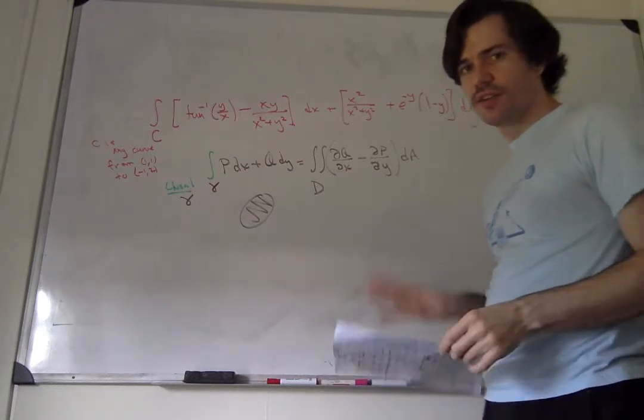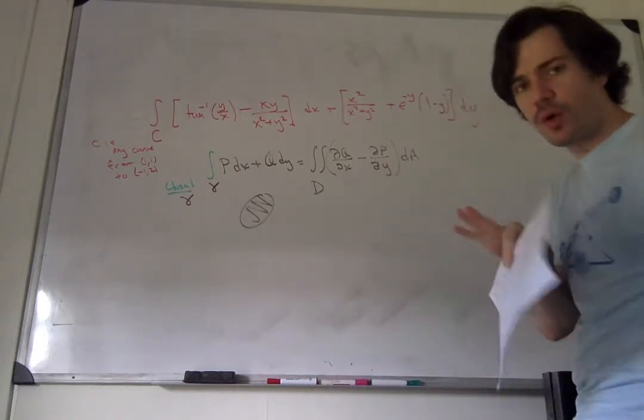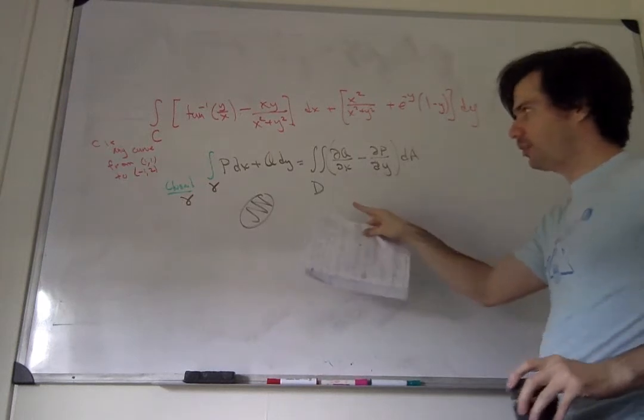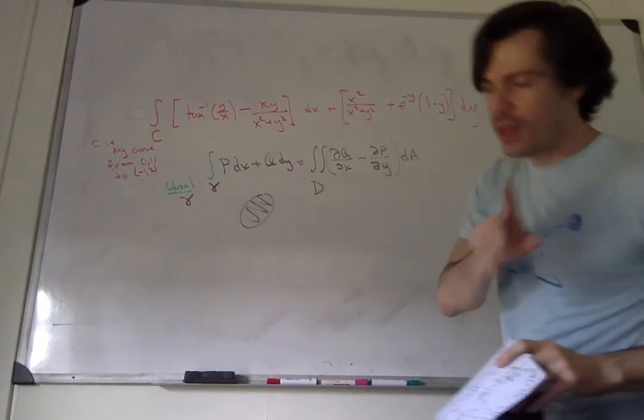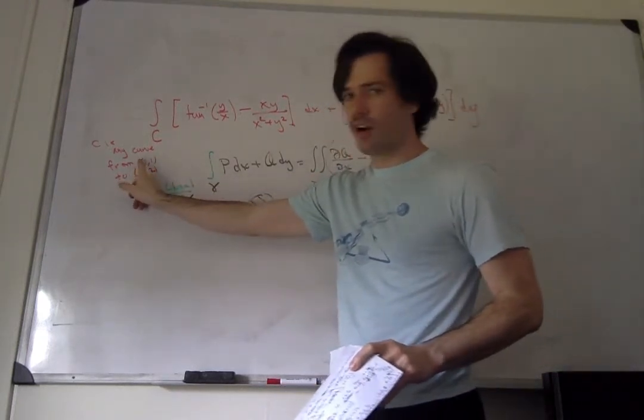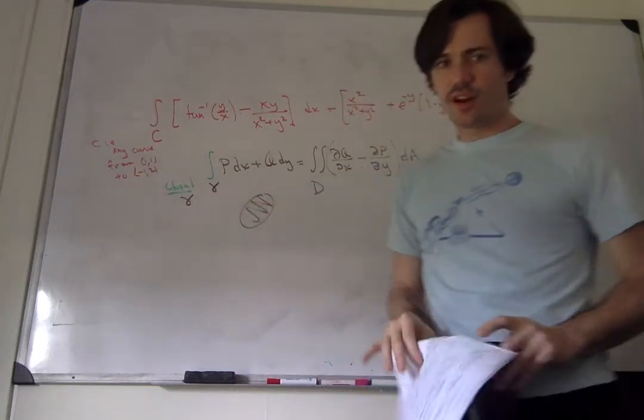You're going to want to do something like this anyway. But we don't want to use the fact that Green's theorem applies, because it doesn't. Why does it not apply? Well, it's not a closed loop, because the start and the finish are different.